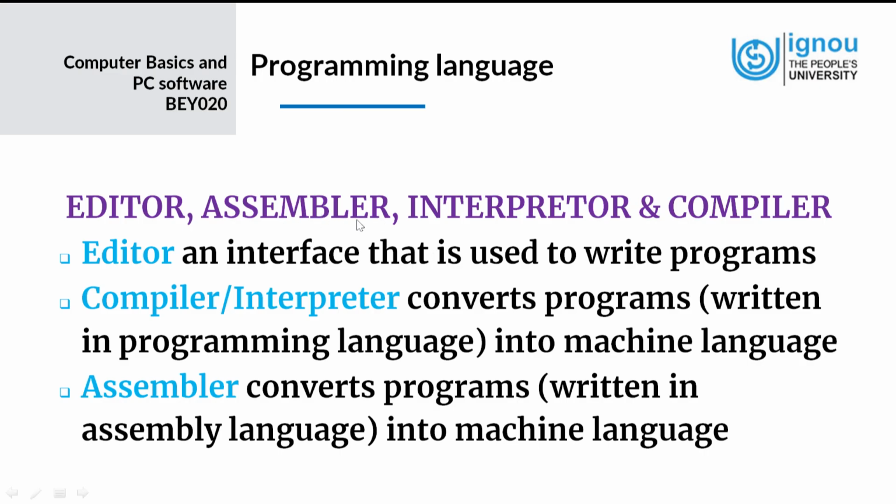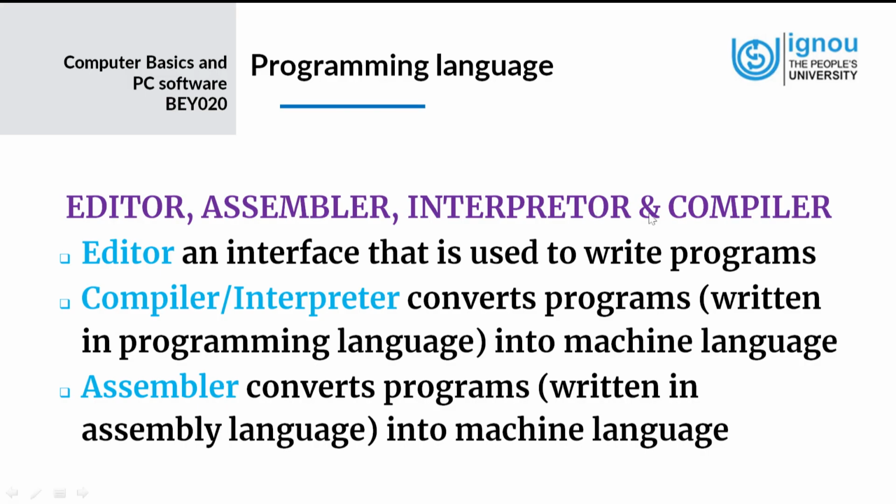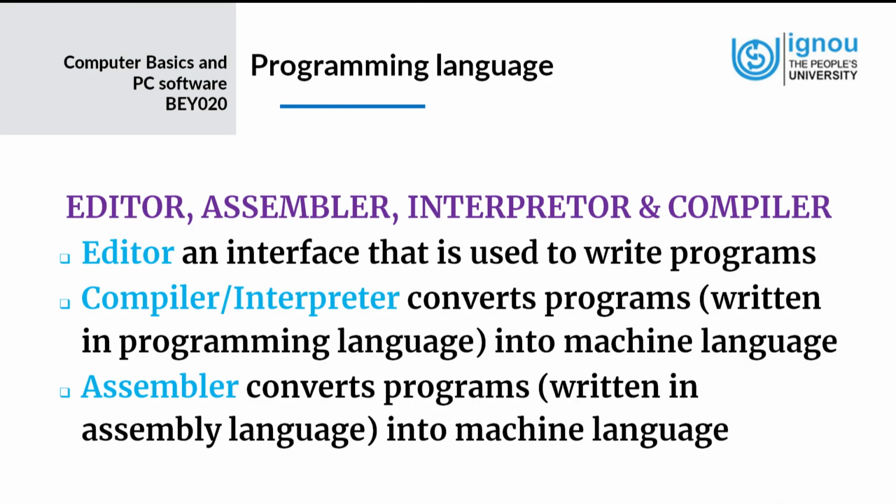Then comes the assembler. Assembler is not the one that is going to be used here. Assembler is for assembly language programming, so let's drop that for the time being. But then there are interpreters and compilers. Interpreters and compilers are tools which convert a program written in a higher level programming language like C into machine language. So when you want to run a C program, what you require is a compiler or interpreter of C language into the related machine language. That is where the whole thing works. And an assembler converts a program written in assembly language into machine language.